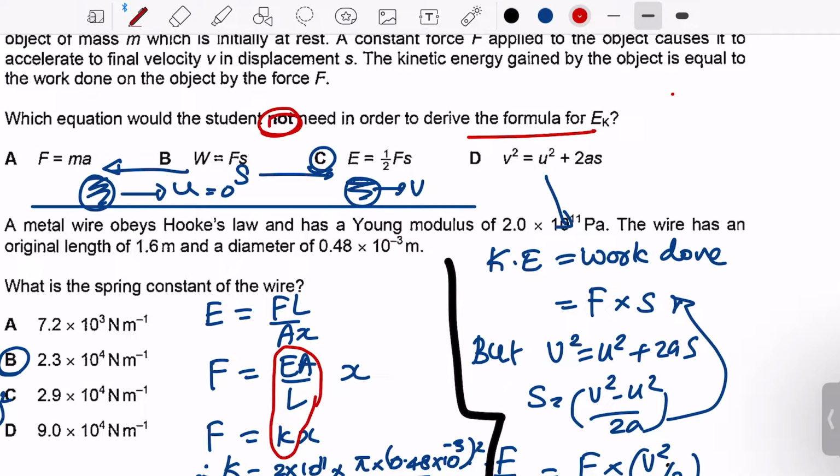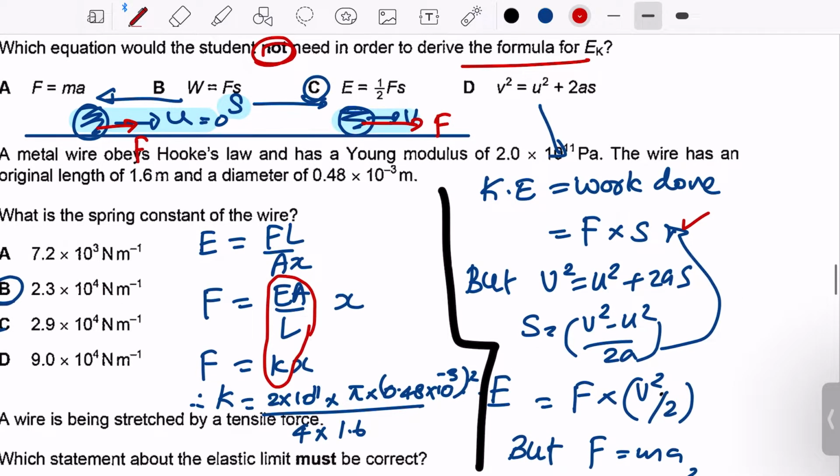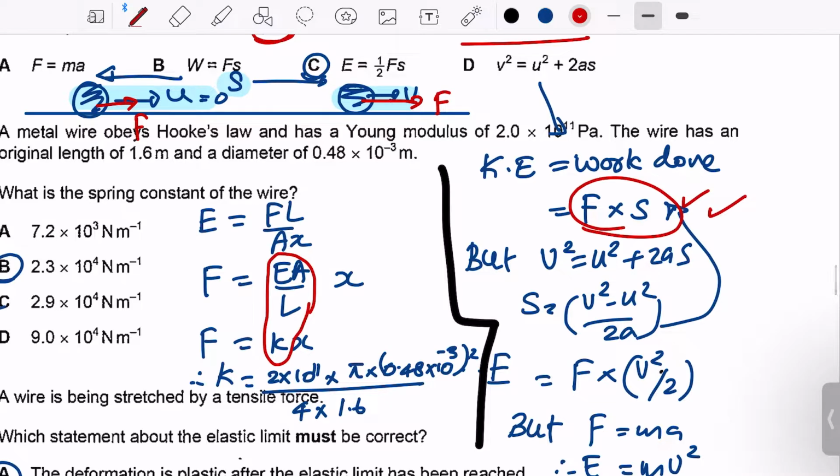Let's think there's an object which is starting from 0 speed, and ends up with speed v at s distance, because of a force F, a constant force. So work done is the kinetic energy. If someone is doing work on you, you will get energy. So kinetic energy is the work done on the object, force times distance. So we use this one.